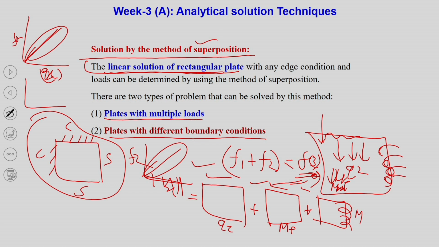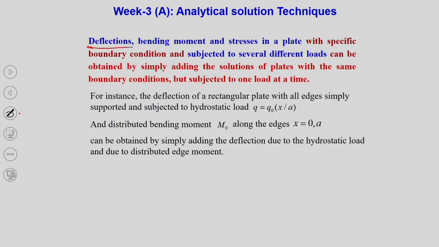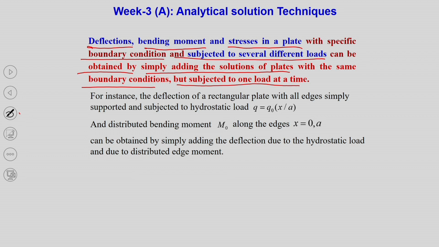Next, plates with different boundary conditions. As I have told you, a plate can be divided such that using Navier and Levy solutions we will get a solution of a plate of this kind. So, I am going to explain that deflections, bending moments and stresses in a plate with a specific boundary condition subject to different kinds of loading can be obtained by simply adding the solutions of plates with the same boundary conditions, but subjected to one kind of load at a time. That is, you just apply Qz, then some hydrostatic pressure, then later wind load, then thermal load, whatever.